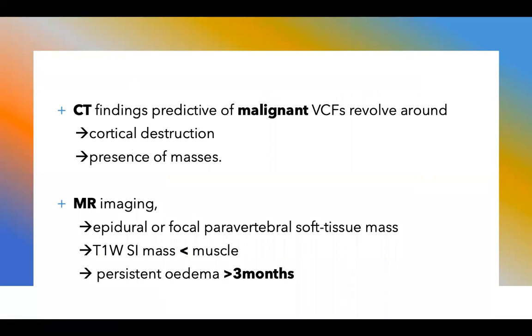CT findings predictive of malignant vertebral fractures revolve around cortical destruction and the presence of soft tissue masses. And when it comes to MR imaging, epidural or focal paravertebral soft tissue masses are the things that we need to look for. The signal intensity in T1 weighted images, where the mass has lower signal than the muscles and the intervertebral disc. And when we have persistent edema within the presumed fracture that lasts more than 3 months.